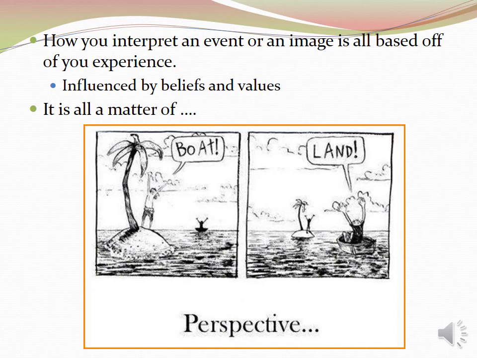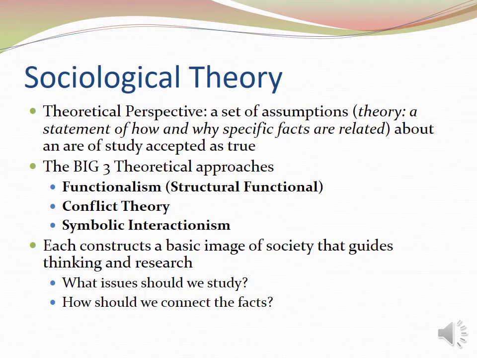So where you come from, how you've been raised, and what you've been exposed to builds up your understanding of the world. Since we all come from different perspectives, we have to find a way that we can agree on how different things are related within a society. So a theoretical perspective is a set of assumptions. A theory is a statement of how and why specific facts are related. So we're going to make assumptions as to why things exist in a society, why conflict exists in a society, why people choose or use different elements that we see present in a society. And we're going to accept that to be truth.